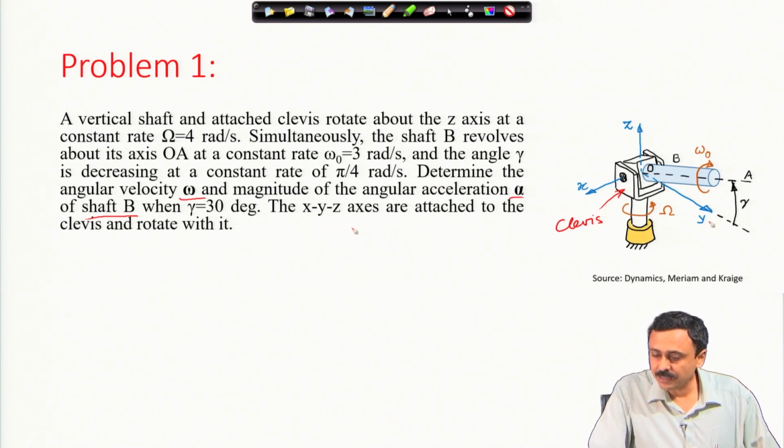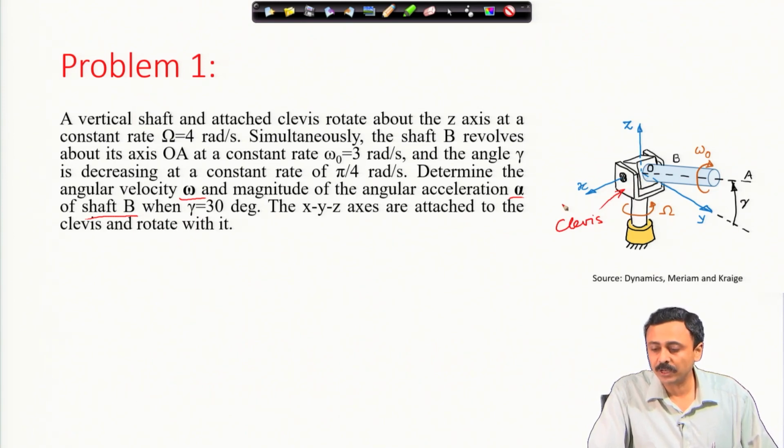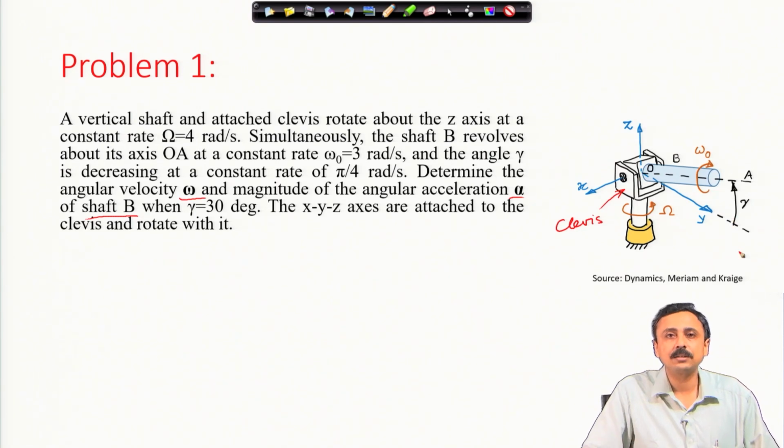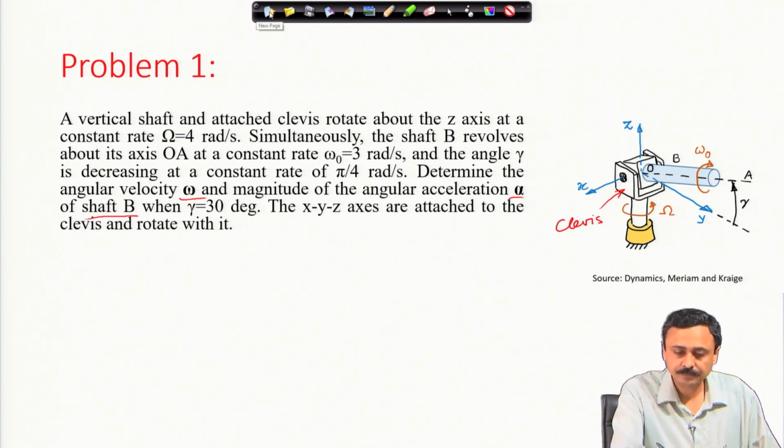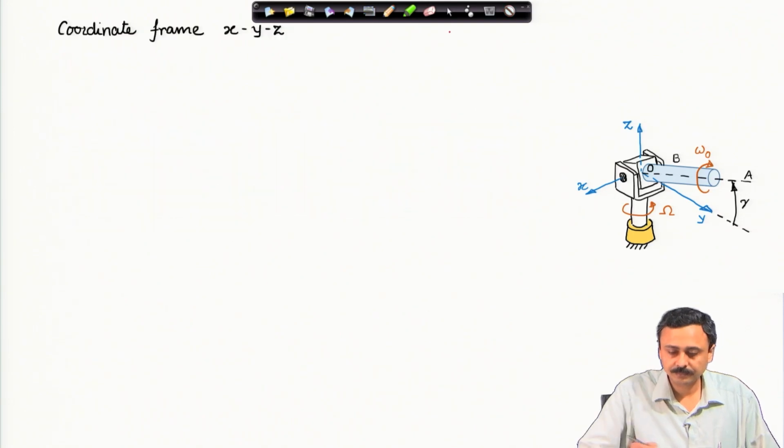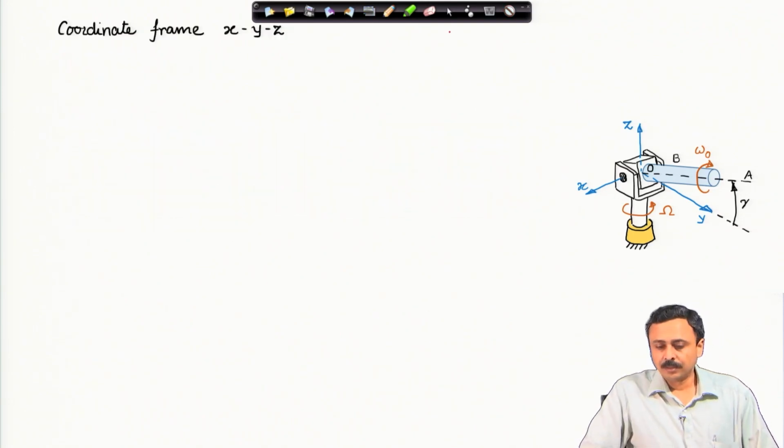The xyz axis is fixed to the clevis and it is oriented like this, that z is in the vertical direction, x is the direction about which the shaft is changing its inclination, and y axis completes the right handed coordinate system. We will use this coordinate system x, y, z.